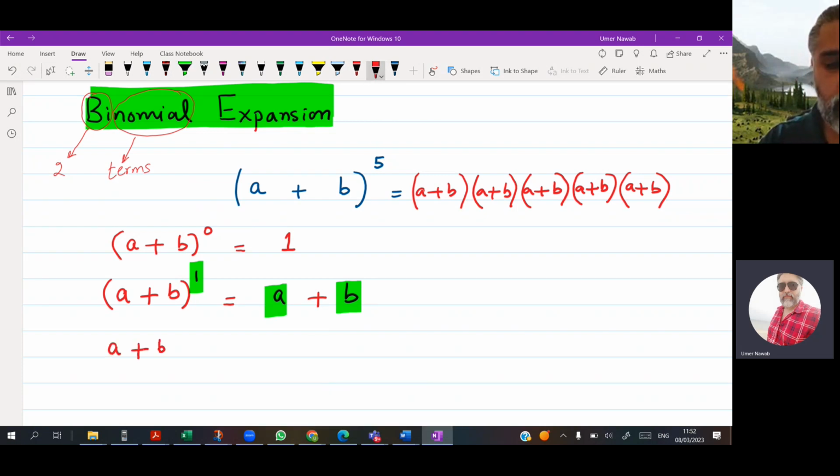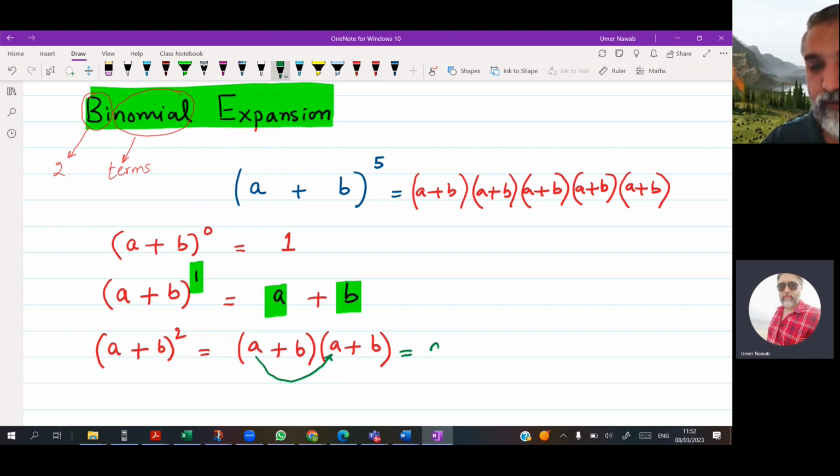Let's try another one. (a + b) raised to the power 2 means the same bracket is multiplied how many times? 2 times. Let's do it. a times a is a squared. a times b is ab. b times a is ba, but I will write it as ab. And b times b is b squared.